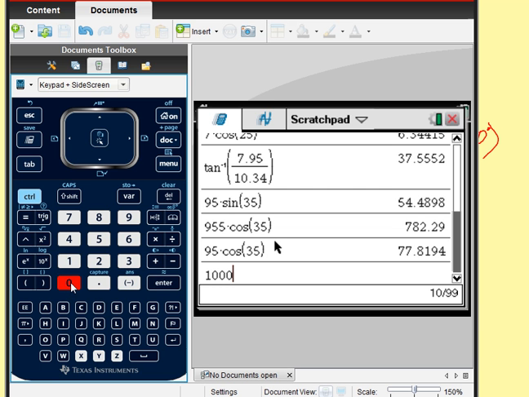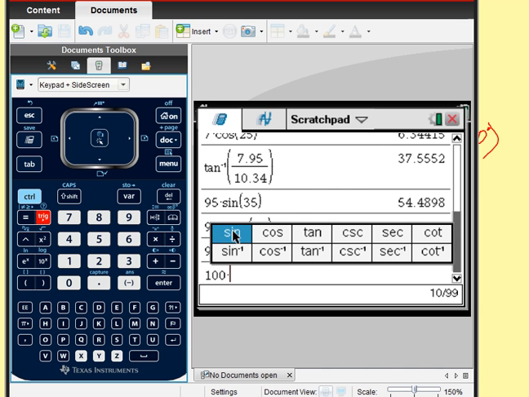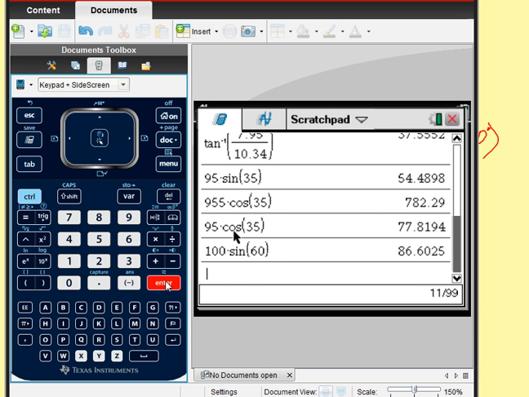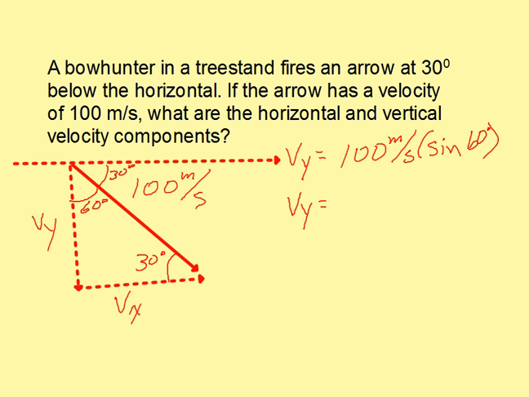100 meters per second times sine 60 degrees gives us 86.6. 86.6 meters per second is the velocity of the y component. Now remember, we're going downward, so that's going to be a negative 86.6 meters per second.